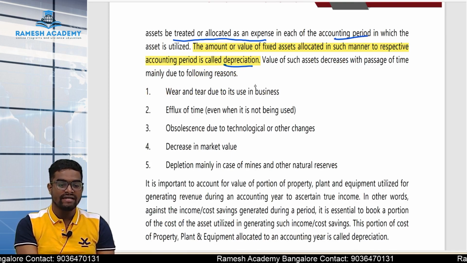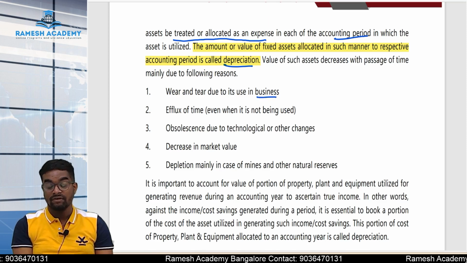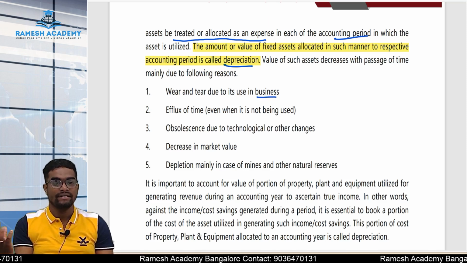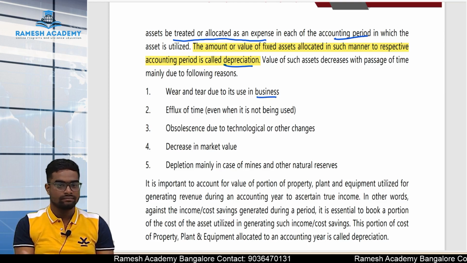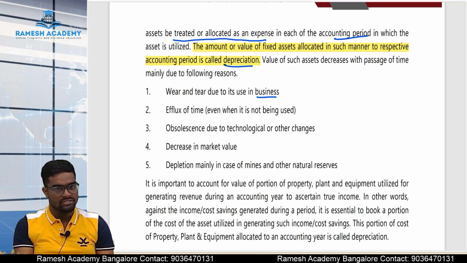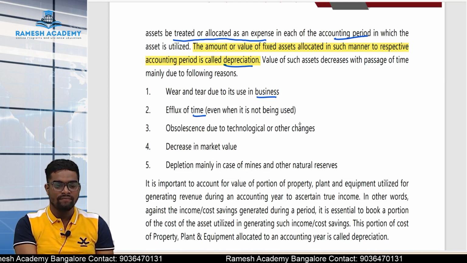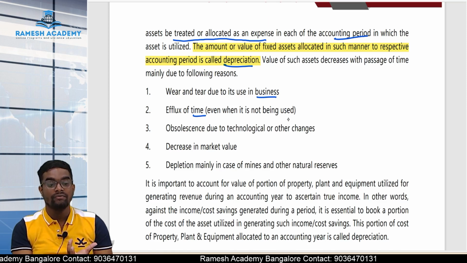Next, wear and tear due to its use in business. So why do we depreciate the following asset? First one is normal wear and tear. You drive the car, obviously, after some period the value will come down, because it is a second-hand vehicle. Then the flux of time, which means the period of time which you have used.